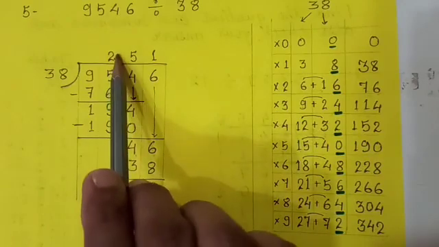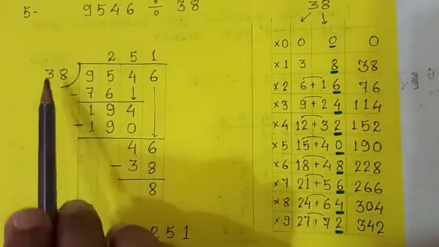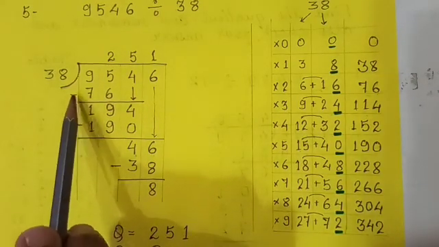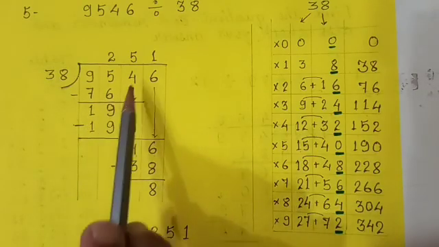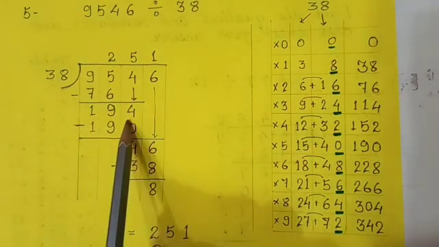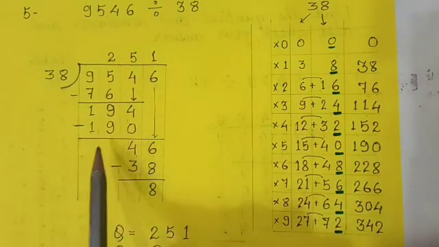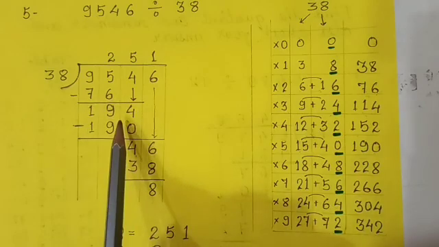This 2 will be written in the first place as the digit of the quotient. Then 38 into 2, 76. After subtraction, minus sign we have to put here. After subtraction, we are getting 19. Then we have to place down the next digit. As we have already discussed, only one digit can be placed down at a time. Our target is now 194.